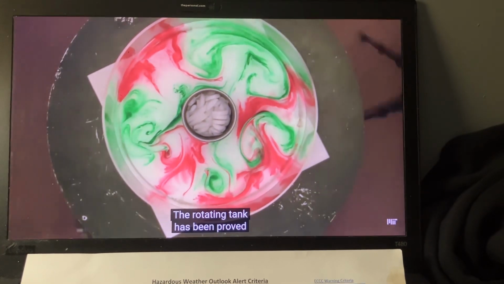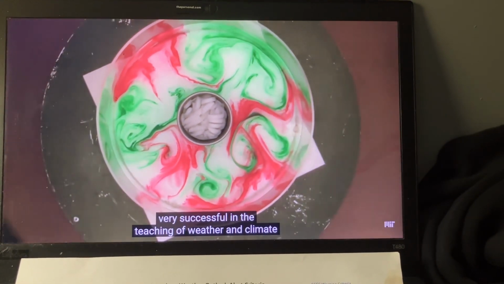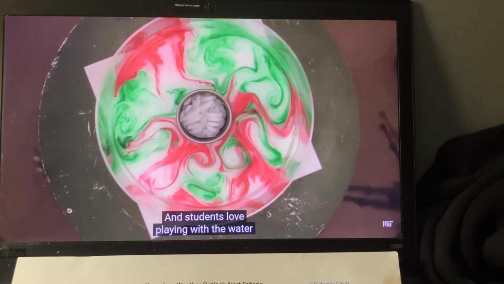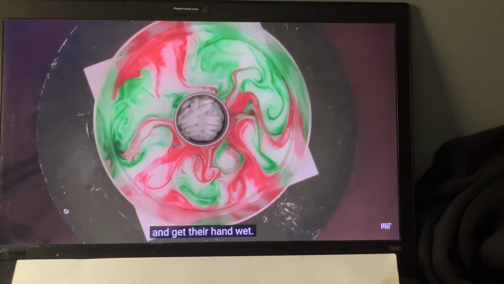The rotating tank has proved very successful in the teaching of weather and climate here at MIT and at other universities, and students love playing with the water and getting their hands wet.